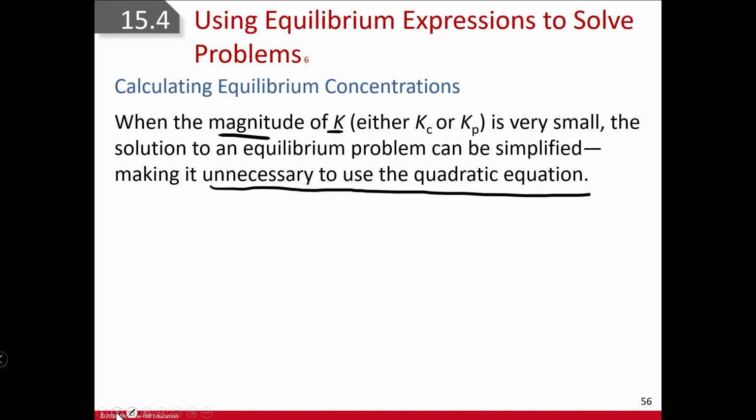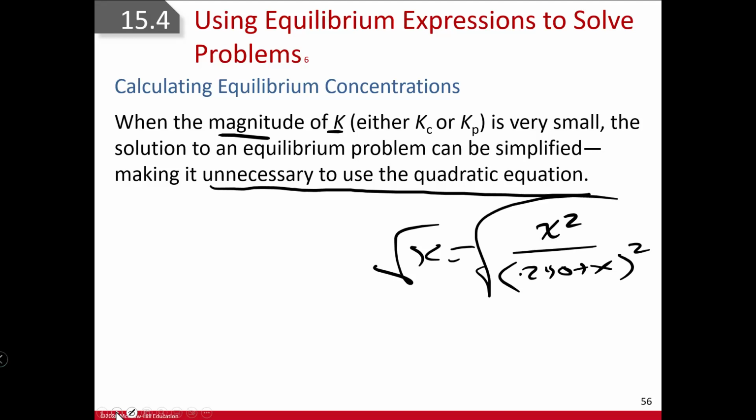You're hoping it's going to be x squared over 0.24 plus x squared, equals K, and you just have to take the square root of both sides. Or the other thing you're hoping for is that K is really, really small, much, much smaller than 0.24. In either of these cases, the problems are solvable fairly quickly. It's only when K is larger and you're not getting equal values in the denominator that you're going to have to use the quadratic.